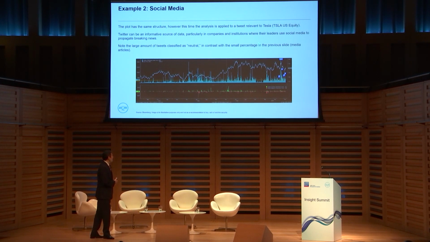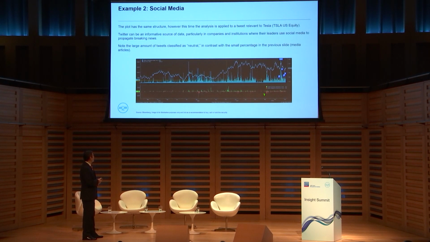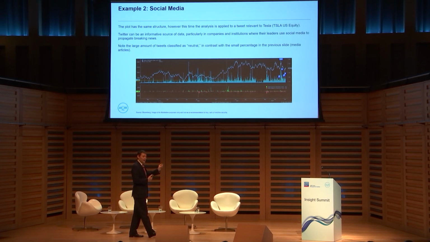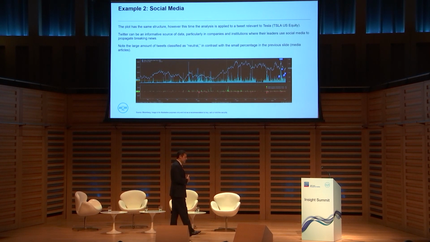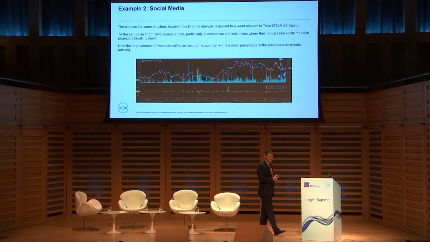Now, something that might be striking to you is that whereas here the volume of the news articles is reflected in the positive or negative bias, here you can see that there are very high bars, even though sometimes there are very few texts classified as positive or negative. And the reason is this. It is much harder to extract sentiment from a tweet than from a text.